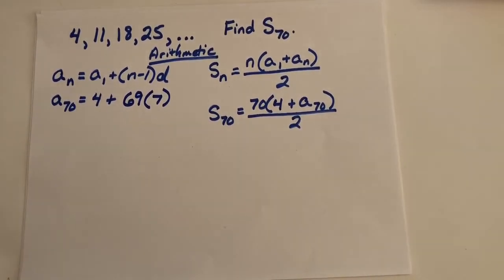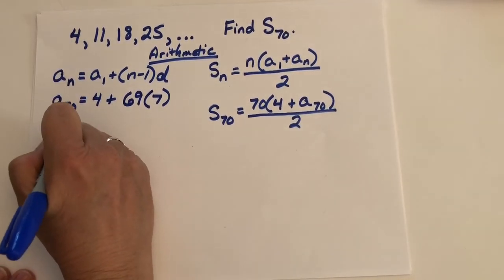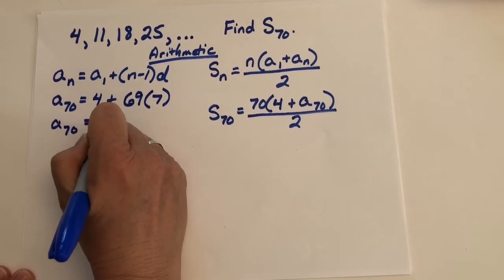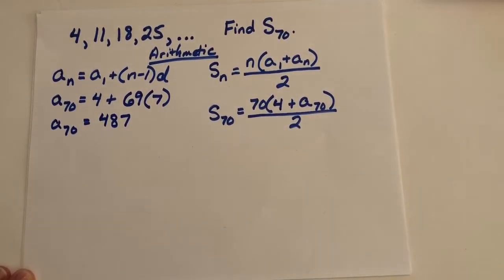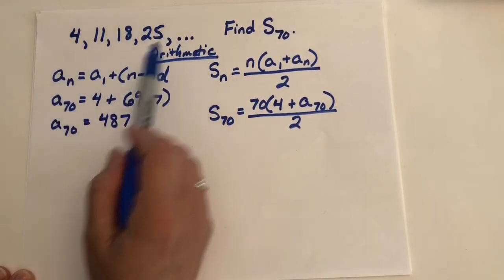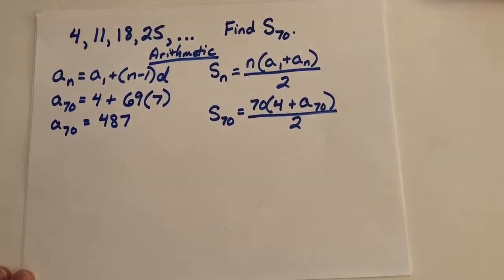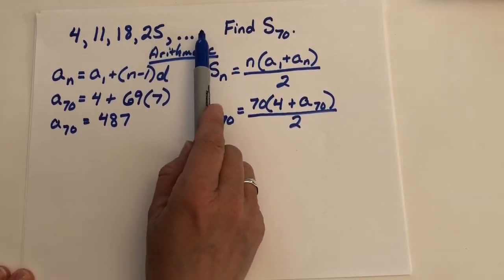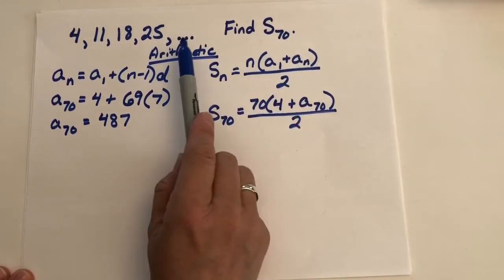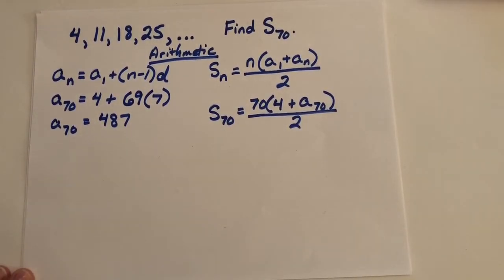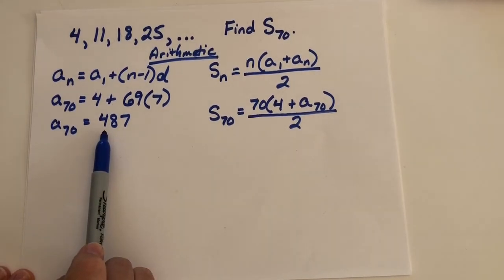And now we can do that arithmetic. So we have 69 times 7, and then we're going to add 4 to that. So I know the 70th term is 487. And I like to look at the sequence and make sure that it seems about right. The numbers are getting bigger, so 487 seems about right. If I had gotten a negative answer, for example, or 2 trillion, I would be suspicious that something didn't go correctly. But now we know the 70th term. The 70th term is 487.